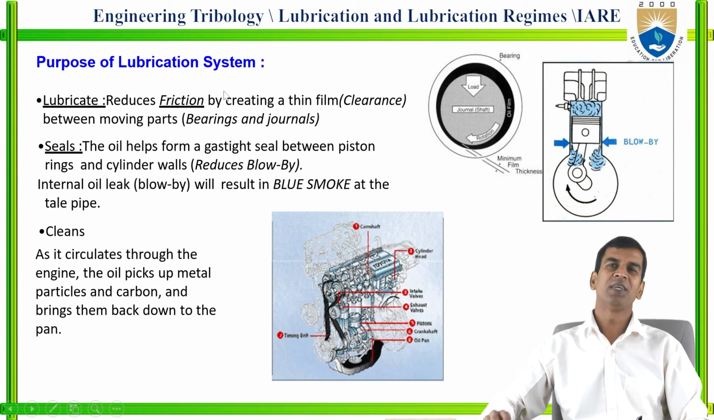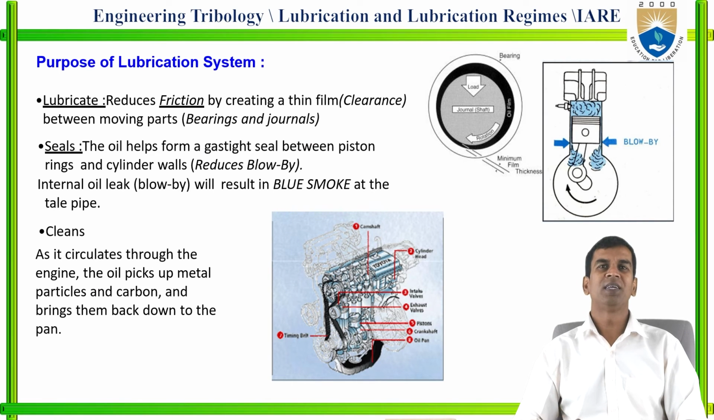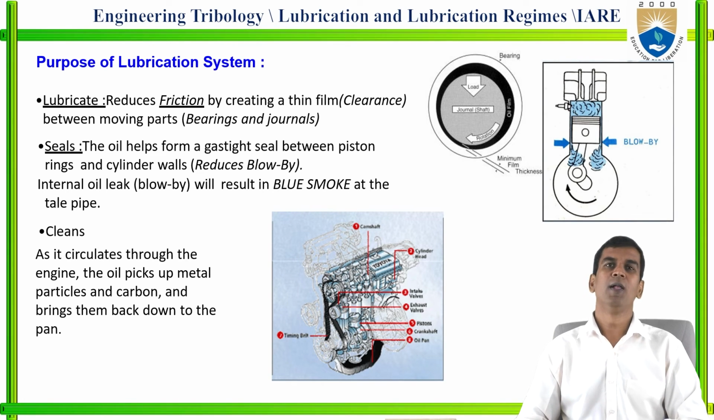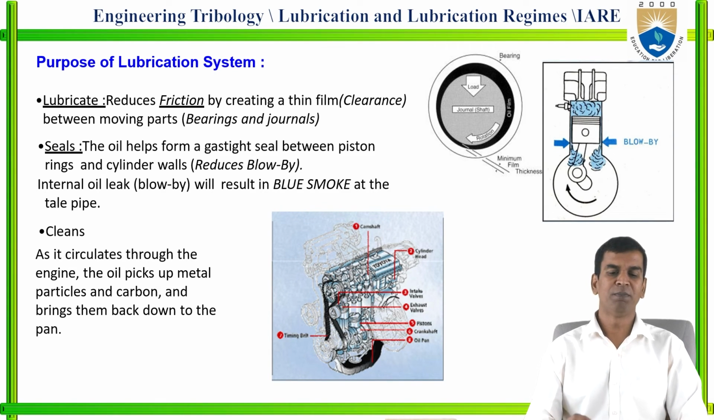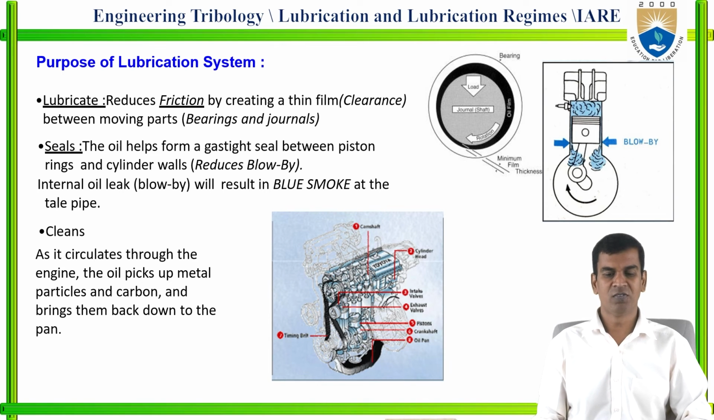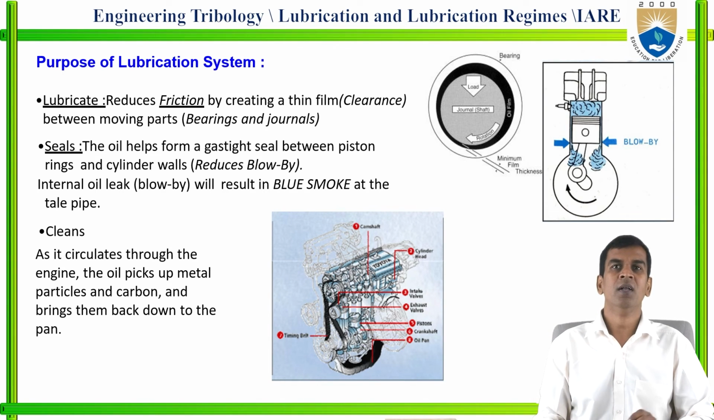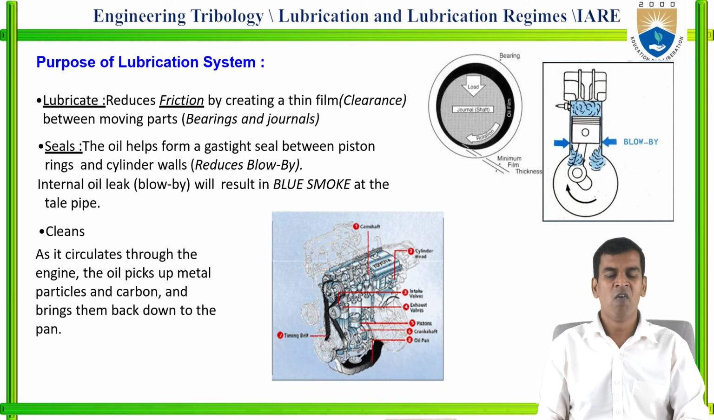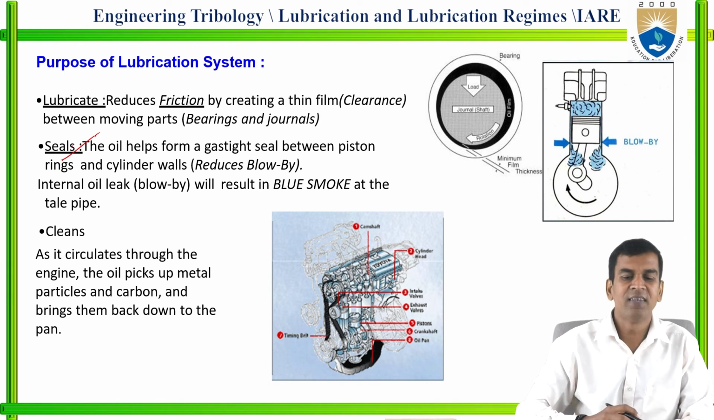The purpose of lubrication. Generally, why is lubrication required? In some cases, lubrication reduces the friction by creating a thin film between the moving parts. In this case, it acts as a friction reducer. In some cases, it also acts as a seal. The oil helps form a gas tight seal between the piston rings and the cylinder walls. Here it reduces the gap between the piston and the walls, and it acts as a sealing agent.